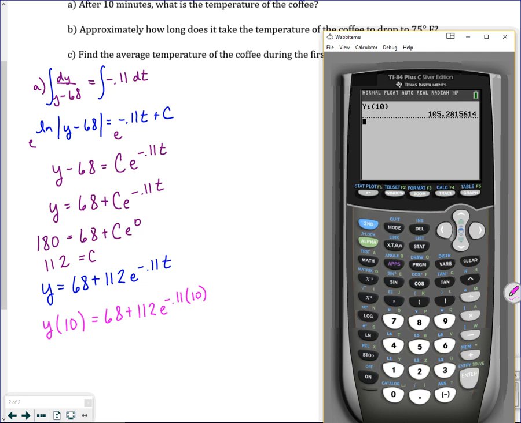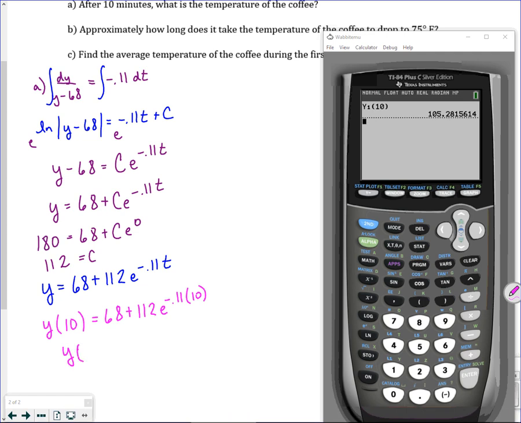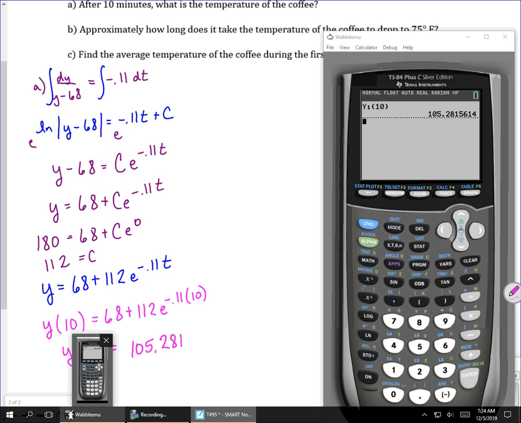And there you go. It always baffles me when, you know, y'all look at your answer and make sure that your answer makes sense. I've had people, it's talking about coffee being put into a room at 68 degrees, so obviously it's cooling off, and they give me an answer greater than 180. And I'm like, yeah, that doesn't even make sense.